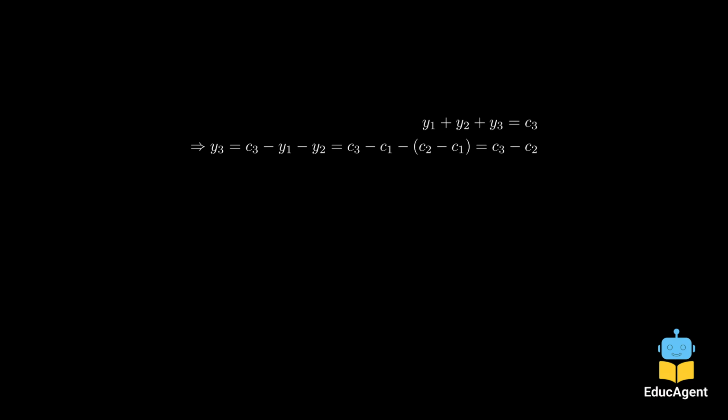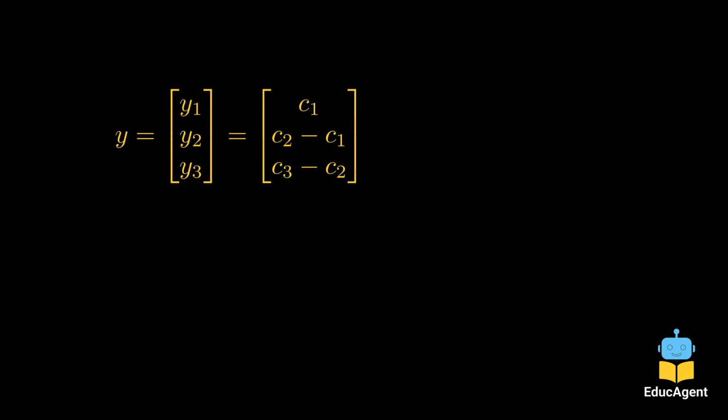The third row sums all 3 unknowns. Substitute the earlier values for Y1 and Y2, and simplify to get Y3 equals C3 minus C2. Putting the pieces together gives Y as the column vector with entries C1, C2 minus C1, and C3 minus C2.